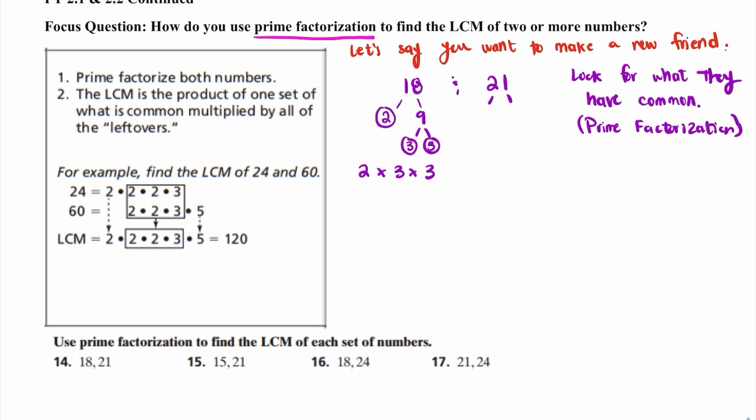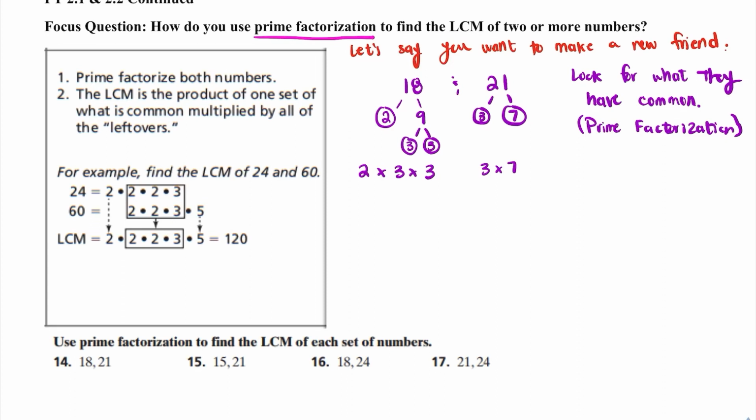Okay, so next, let's do the same thing for 21. Smallest prime number that goes in. Well, 21's not even, so 2 doesn't go in. Let's try 3. Oh, yes, well, 3 does go in. There we go. So 3 goes in, and then 3 times what is 21? Oh, wait, 7. So the prime factorization for 21 is 3 times 7.